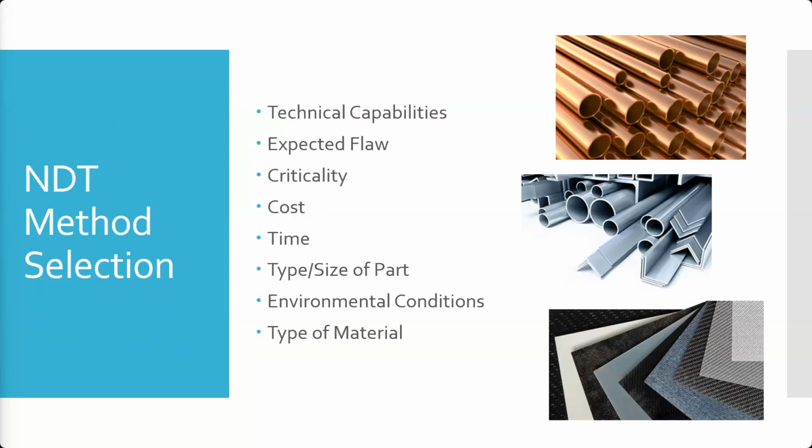So, type and size of part: with smaller parts, I might be able to send them out to somewhere like Duncan that can do 100 of them in one batch. Boom, boom, boom, boom, one after another. Right? Rather than buying a mag particle machine in my company, my small GA shop, to test the bolts that hold the ailerons on. I'm probably going to send something like that out unless I'm doing it all the time.